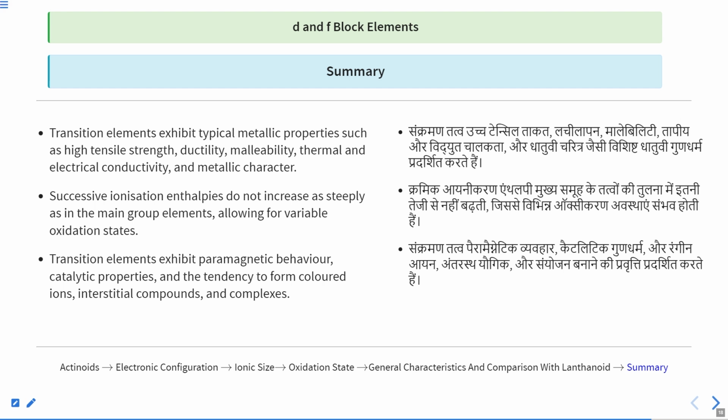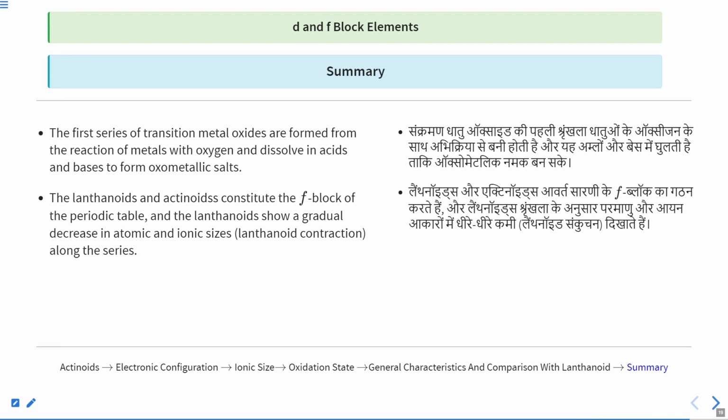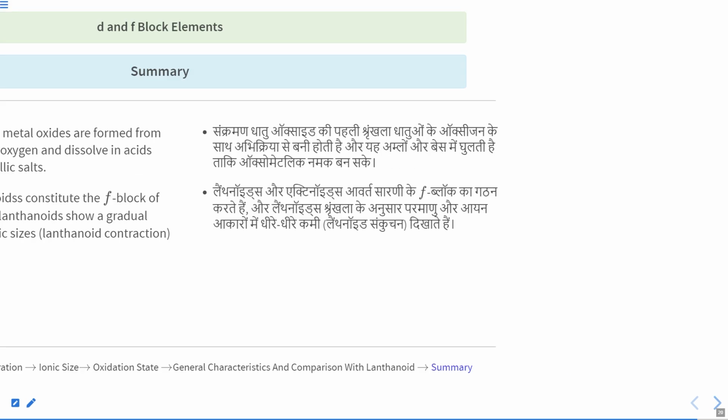Now the transition metals exhibit paramagnetic properties due to the presence of unpaired electrons, and they also exhibit catalytic properties due to variable oxidation states, and they form colored ions because of d-d transitions. Also, they have interstitial properties, meaning they can form interstitial compounds and alloys. The first series of transition metal oxides are formed from the reaction of metal with oxygen and dissolve in acid to give oxometallic salts. The lanthanoids and actinoids constitute the f block, and the lanthanoids show a gradual decrease in atomic size. We have seen this.